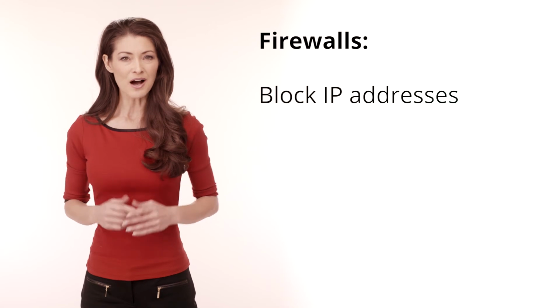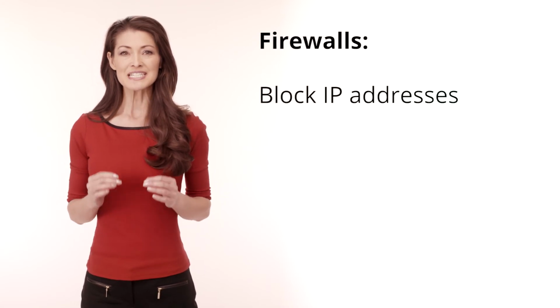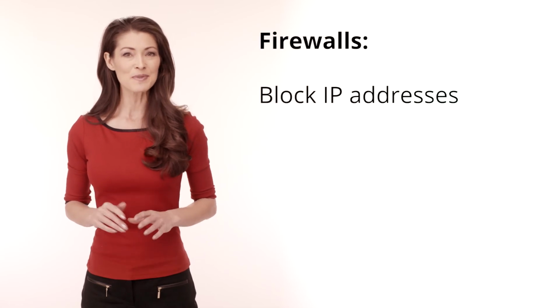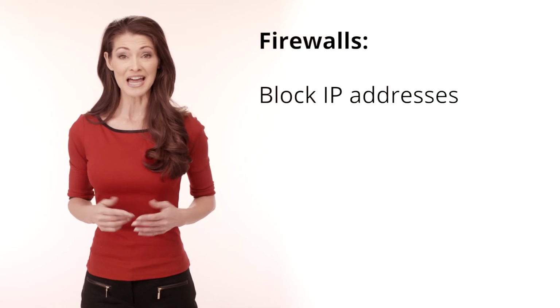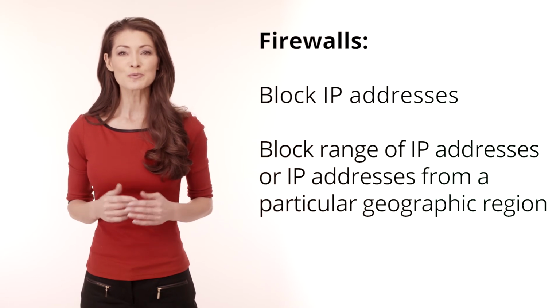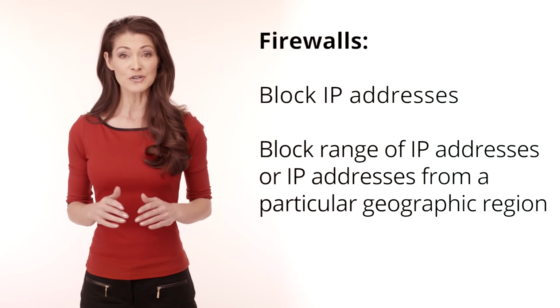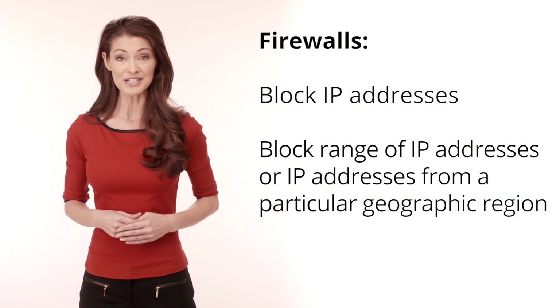Firewalls can also block IP addresses, so if an attack is known to have come from a specific IP address, traffic from that IP address can simply be disallowed. Firewalls can also be configured to block a range of IP addresses or IP addresses from a particular geographic region.